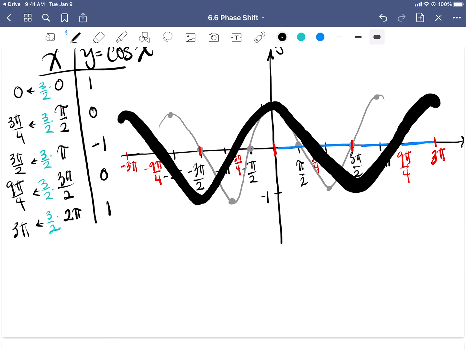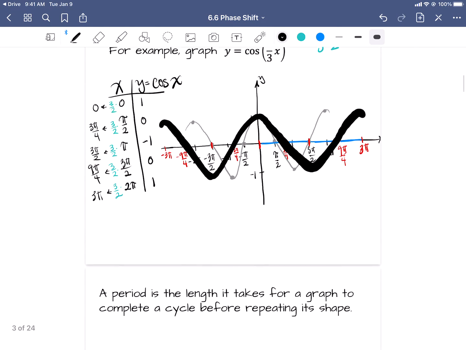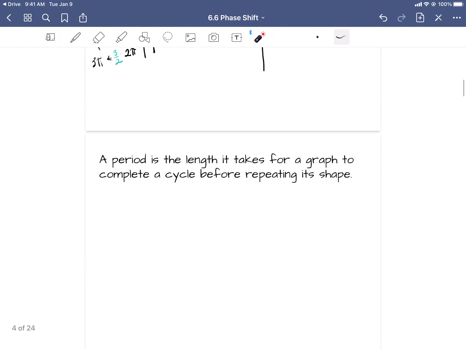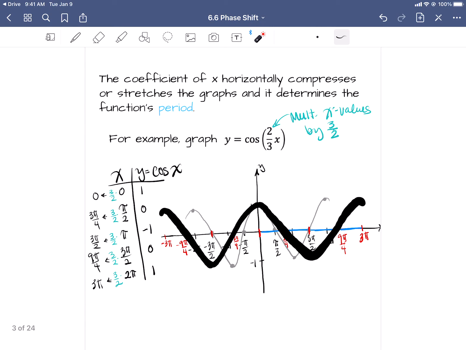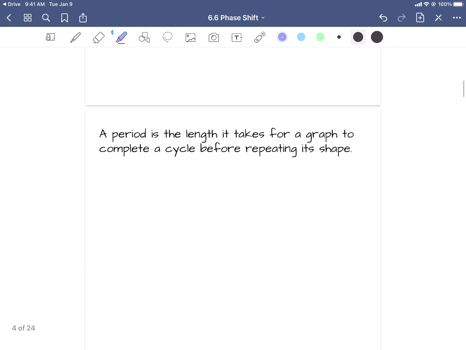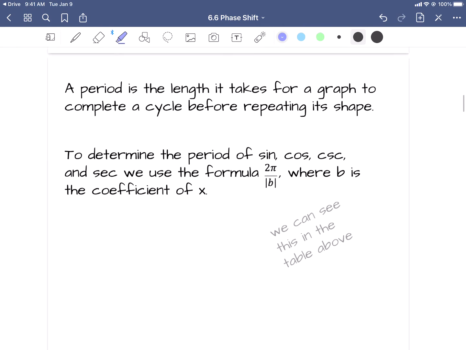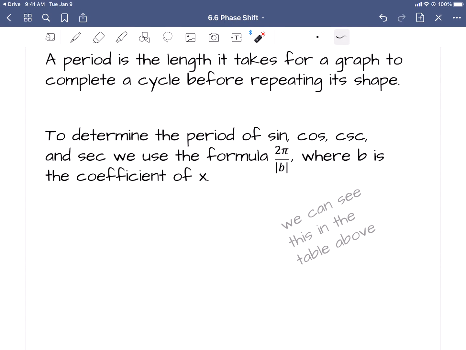Okay. All right. Period. That's a period. So the period is the length it takes for a graph to complete its cycle before repeating its shape. So this guy had a period of 3 pi. It took 3 pi units before it started to repeat. A half a W is 1 cycle. And the way you can figure out a function's period without looking at the graph is you use this formula right there. And you can see it back in that table.